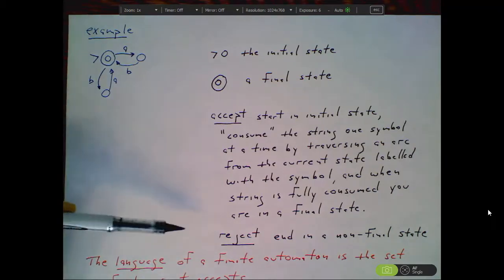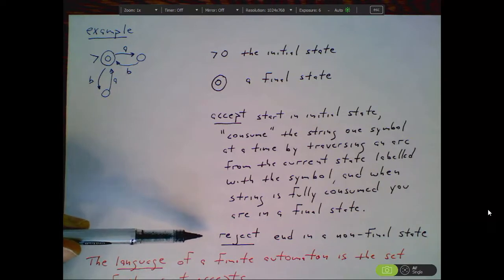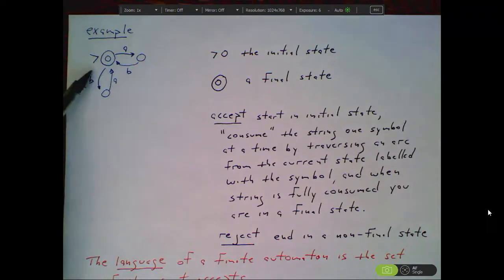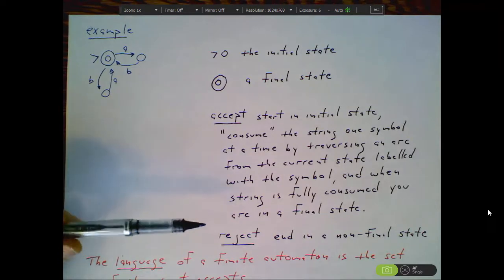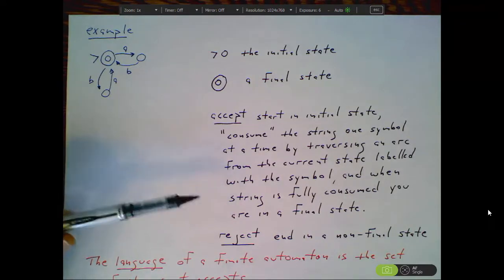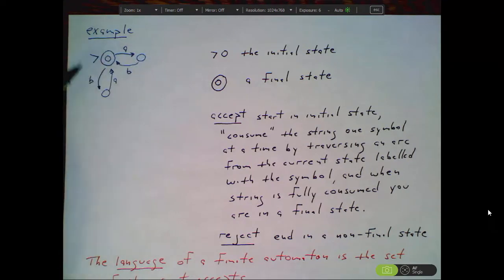Okay. Well, we can also feed it strings that aren't in the language it accepts. And what happens then, with the same idea, is we consume the string by following arcs. And when we get to the end of the string, if we don't end up in a final state, then we say we reject the string. So if I try to match A, B, B, I go A, B, come back here to B. I'm done. I've consumed the whole string, but I'm not in a final state, so I reject the string. Again, the language of a finite automaton is the set of strings it accepts.